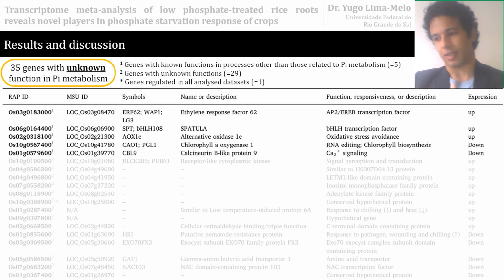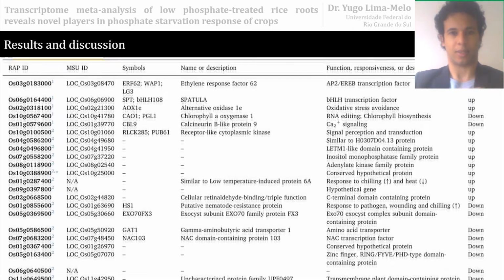This gene, this protein, is very well known in the mitochondrial respiratory chain. However, there is no information about the relation between alternative oxidase and phosphate starvation. The same is true, of course, for the other genes highlighted here. And for sure, their involvement in phosphate starvation is necessary to better understand this nutritional stress.